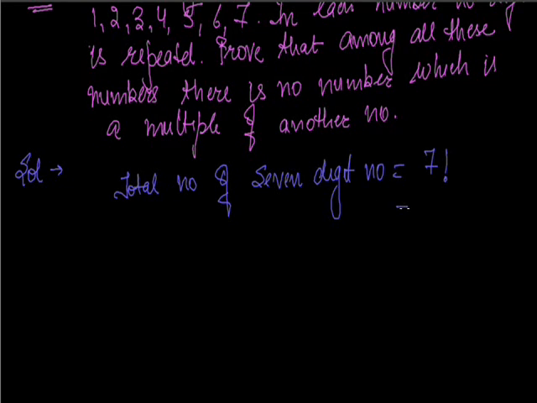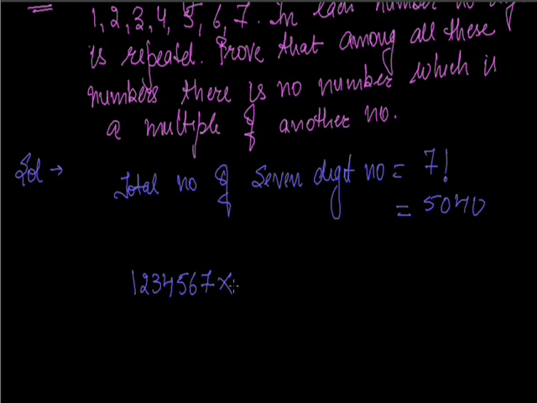So this is the total number of 7-digit numbers, which will give 5040. What we have to prove is that there is no number which is a multiple of another number. How can we prove it? Let us suppose we take a 7-digit number as 1234567. This is the smallest 7-digit number.